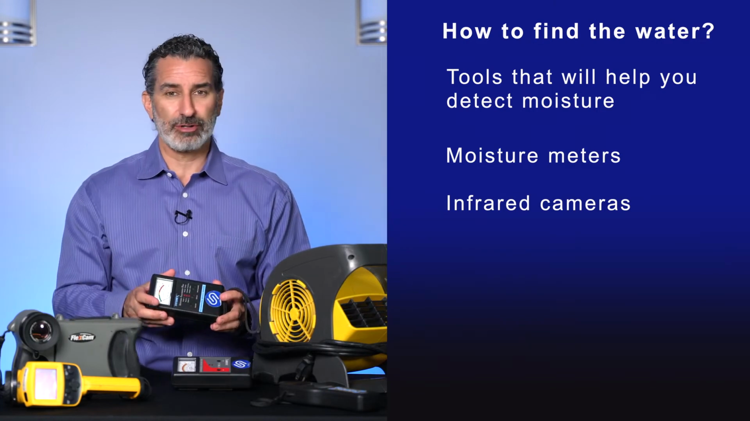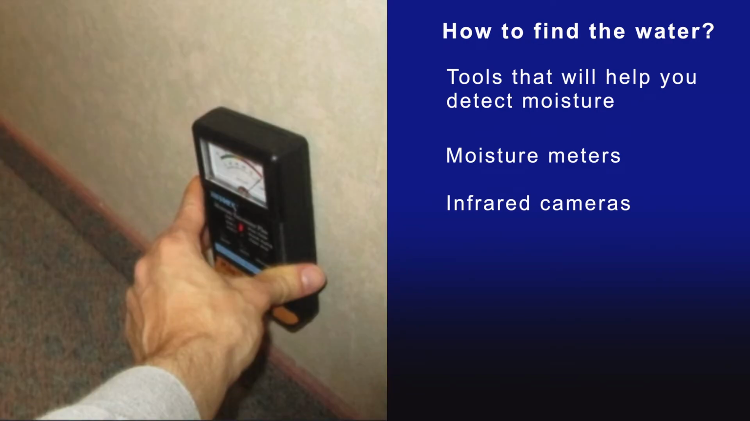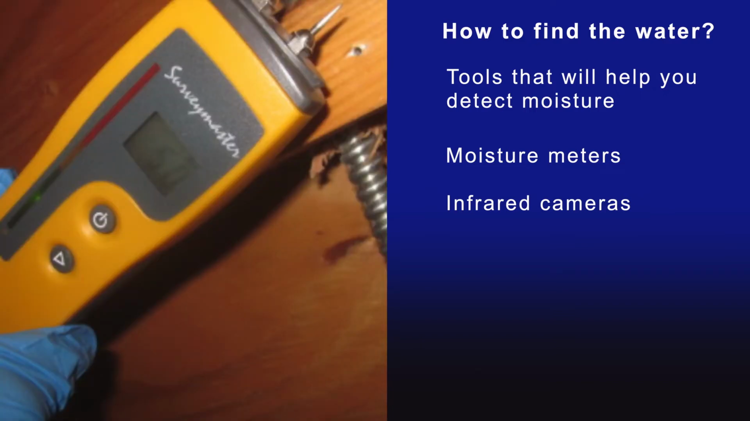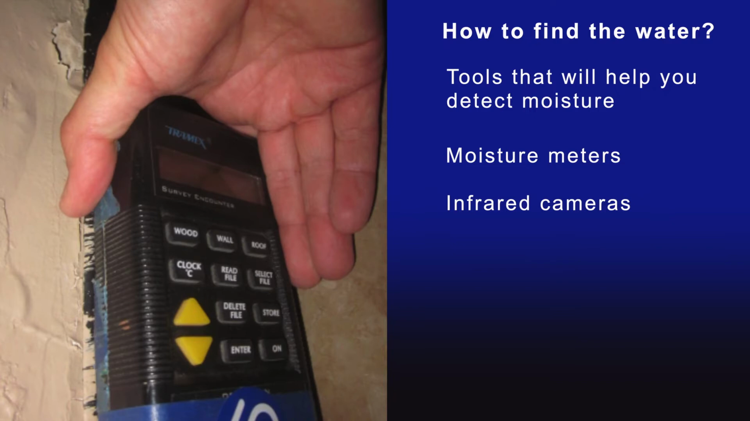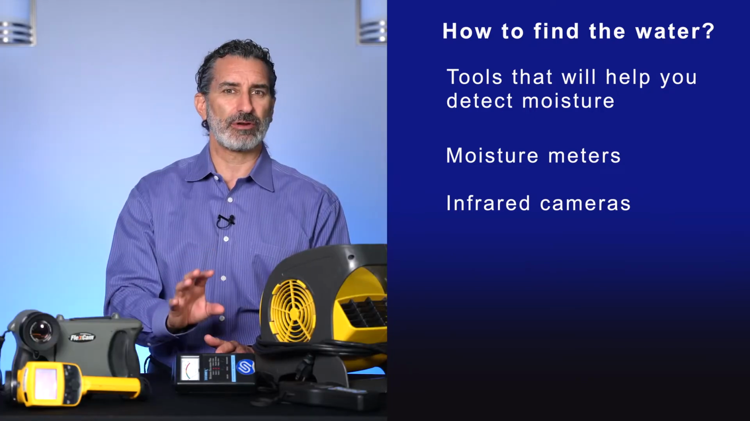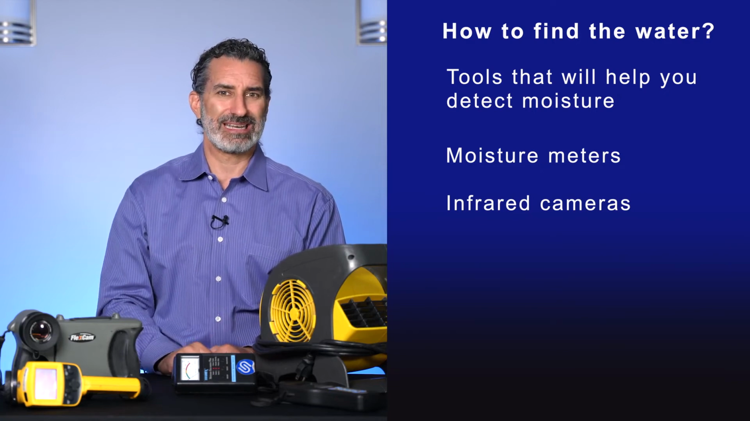There's a variety of moisture meters available. Some penetrate the wall where you stick them in and it runs an electrical current between the pins. Some use electromagnetic frequencies. They're all a little bit different, but the important thing is moisture meters help you confirm what is wet and what is not.